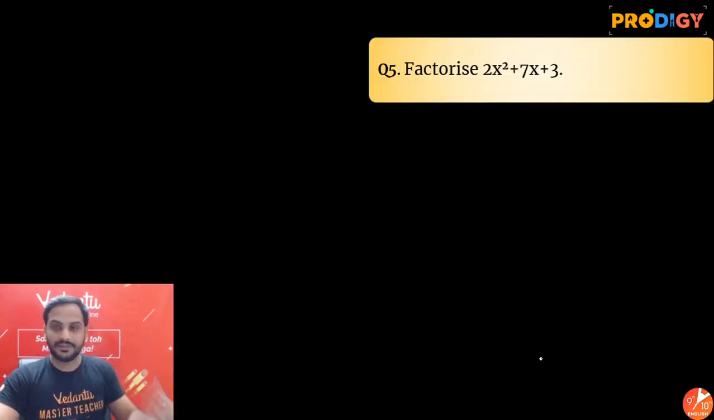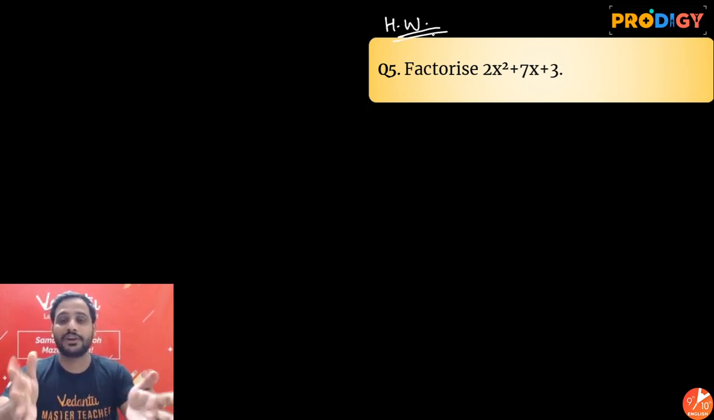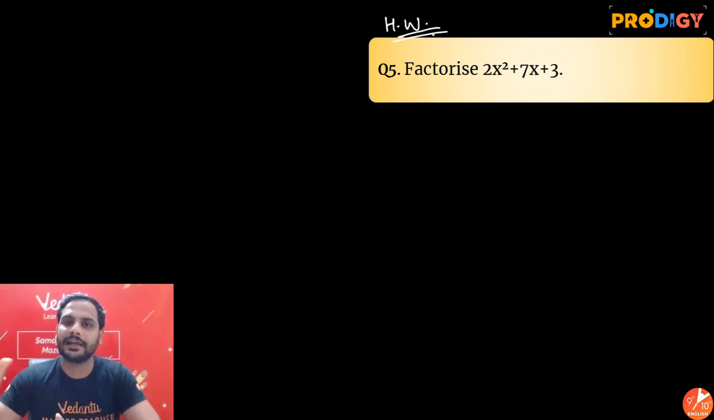All right, now this is your homework. Factorize 2x square plus 7x plus 3. Do let me know what your answer is, and I will write the names of the students who have given me the correct answer in the next session.